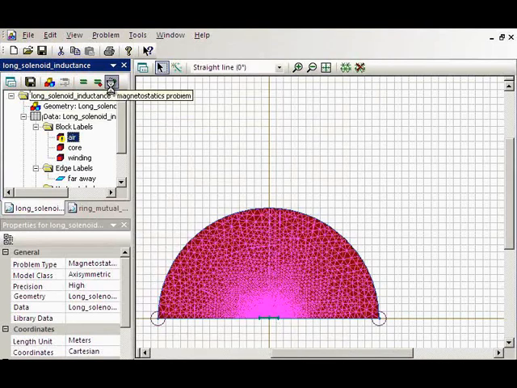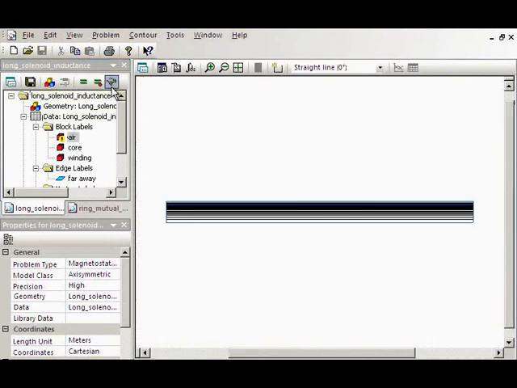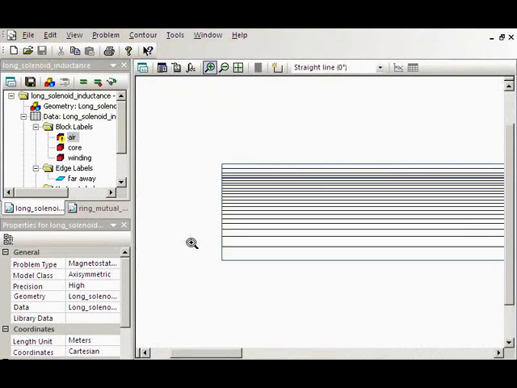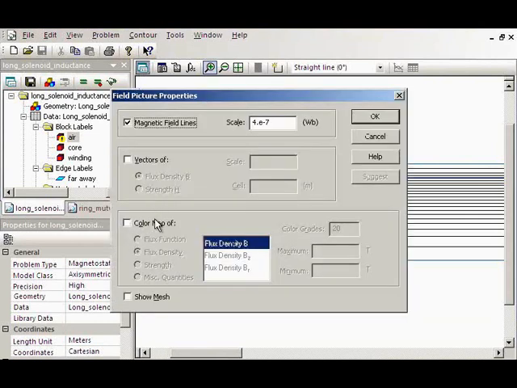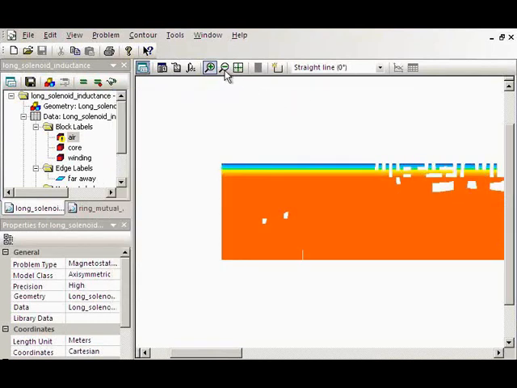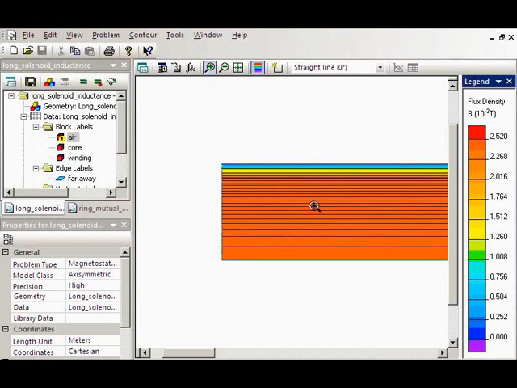Let's take a look at the result. You can see the field lines in the solenoid. They are straight lines, there are no side effects. I will switch on the color map. You can see that the flux density distribution inside the solenoid is uniform. Let's calculate the inductance.